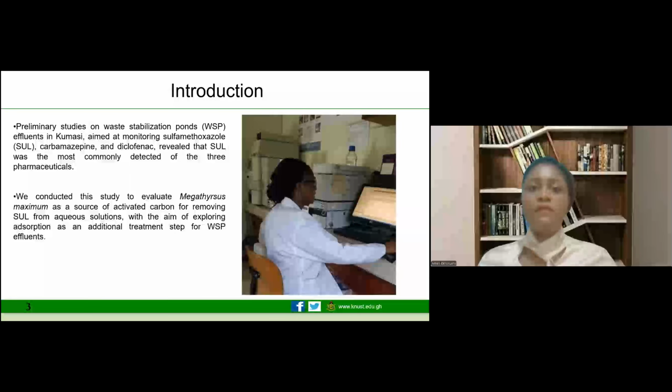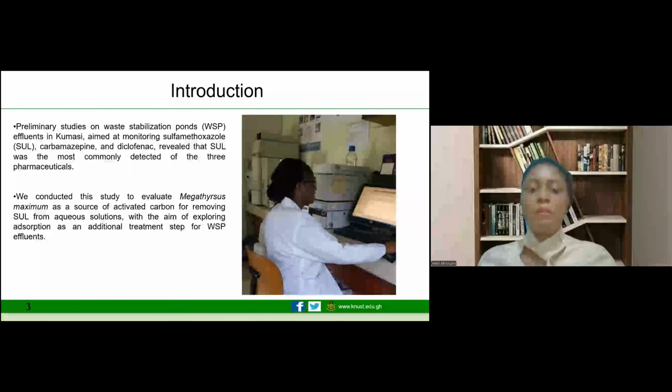In Kumasi, we have waste stabilization ponds. We wanted to evaluate them. It's general knowledge that conventional treatment systems cannot remove pharmaceutical contaminants. We, however, embarked on a 6-month monitoring campaign, which confirmed the general knowledge. So with the mind of exploring the adsorption process as an additional treatment step, because one of these waste stabilization ponds is used for aquaculture and the other is used for farming activities.